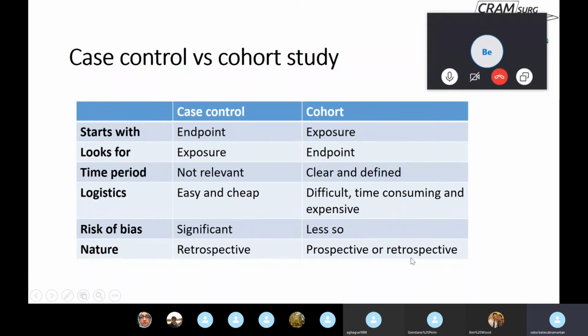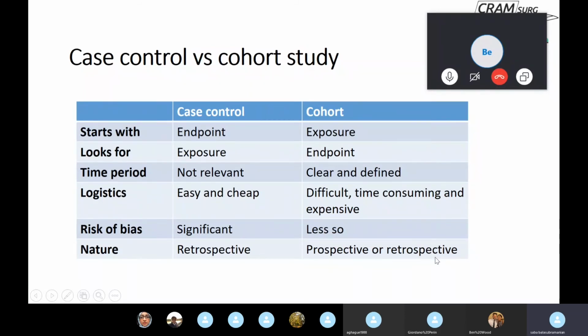A number of surgical studies that you come across in the literature are retrospective cohort studies. So that's why it's important to understand what it means. And you will find that a retrospective cohort study has the advantages of a case control study in that it is relatively easy and cheap to do, but also preserves the design advantages of a cohort study in that it is less prone to bias when compared to a case control study.